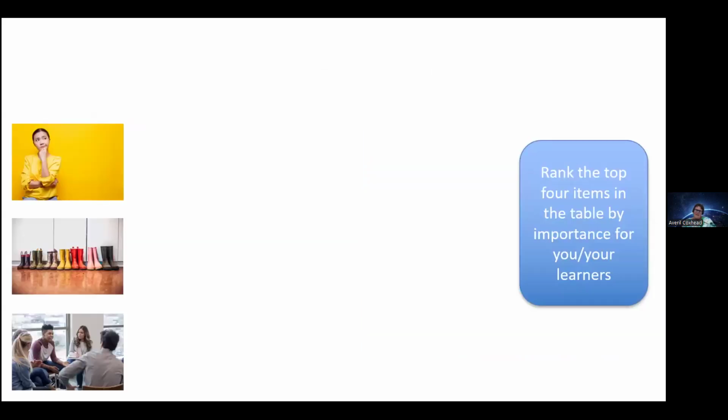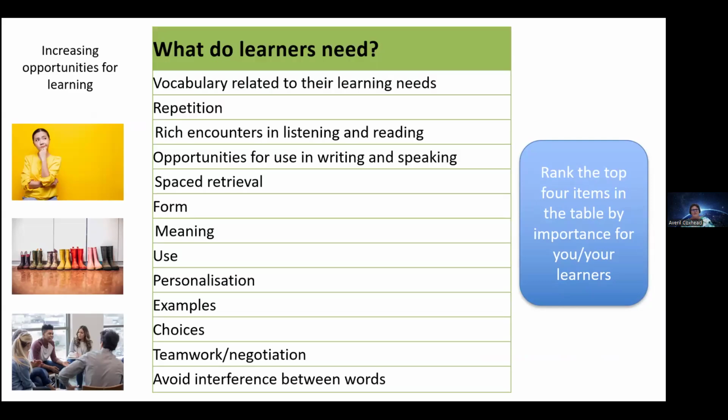So I want to finish up with the key things to think about when we're thinking about increasing opportunities for learning. What do learners need? They need vocabulary related to their own learning needs. They need lots of repetition. We know this. When we learn our first language, that's what our caregivers and parents do for us, right? They talk to us, lots of repetition, lots of encountering words and listening and reading. That's not enough. You also need to use them in writing and speaking so that it all becomes part of them. Spaced retrieval, so lots of opportunities for remembering the meaning or the form of words and using your memory for that. And you're trying to build your knowledge of vocabulary, single words and multi-word units.